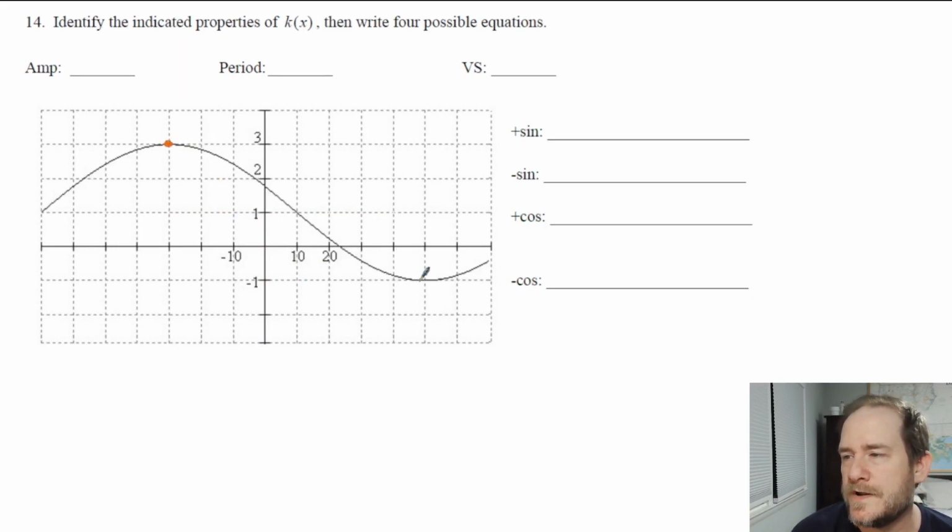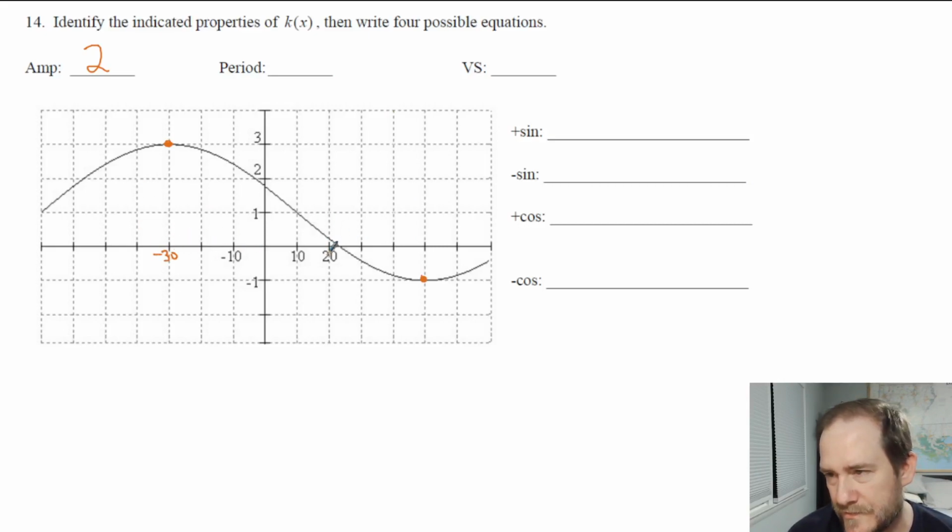Where are we? 3? Where are we? -1? Seems like a total change of 4, so my amplitude must be 2. What's the period? Well, we seem to be going by tens. So if that's negative 30, 20, 30, 40, 50, and that's 50, then half of my period is 80. So the full period is 160, which would seem to imply, well, I don't know.